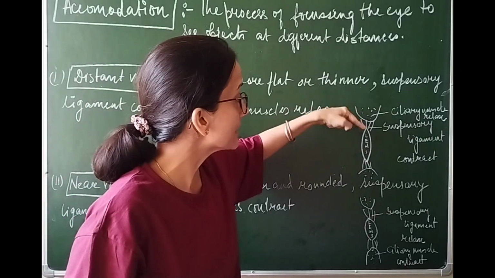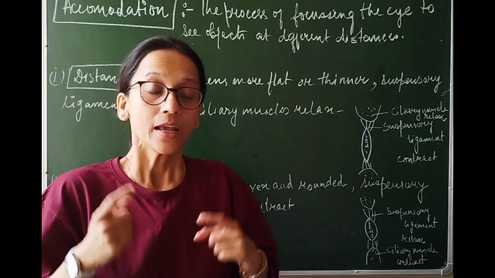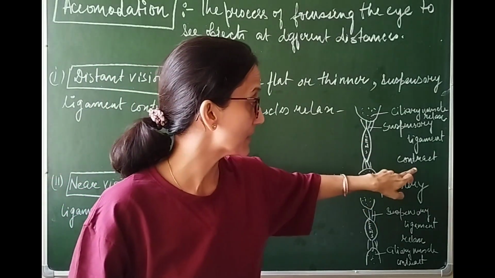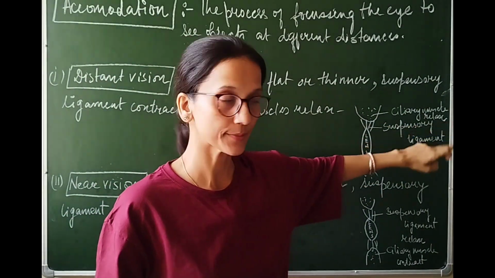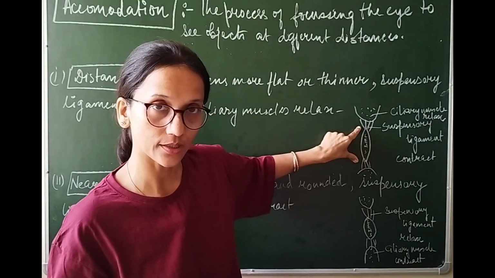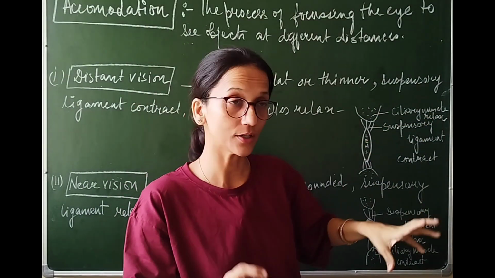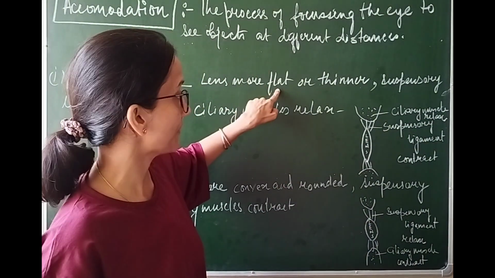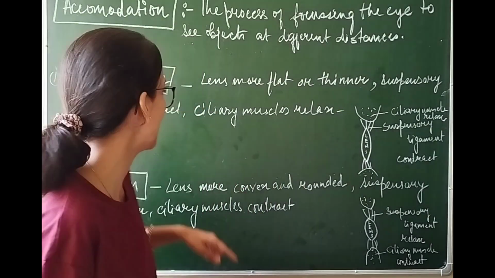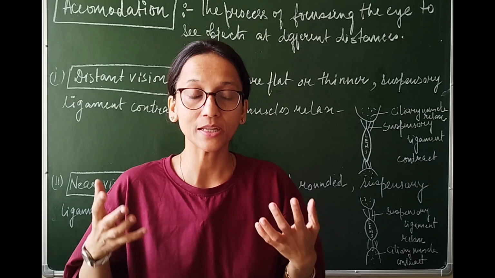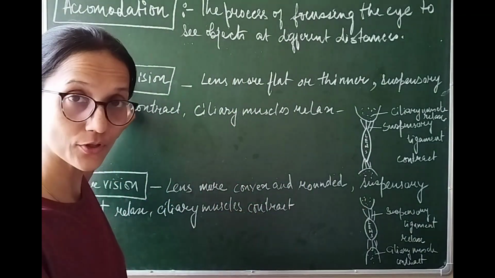And just above the suspensory ligament there is the ciliary muscle. Suspensory ligament and ciliary muscle are antagonistic. When the suspensory ligaments contract, the ciliary muscles will relax. So look carefully, the lens is elongated here, the suspensory ligaments contracted and the ciliary muscles relaxed. And in this condition how will the lens look? The lens is flat and thinner. And which kind of vision does this help us with? Distant vision. When you are sitting in a normal condition, when you are talking to somebody, at that time your eyes are adapted for distant vision.